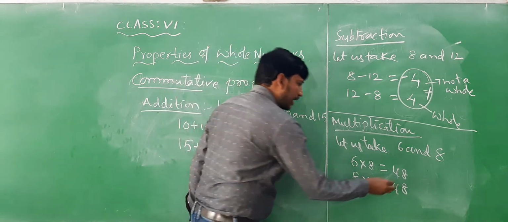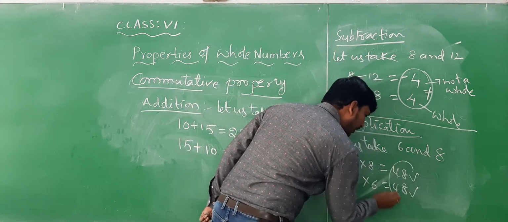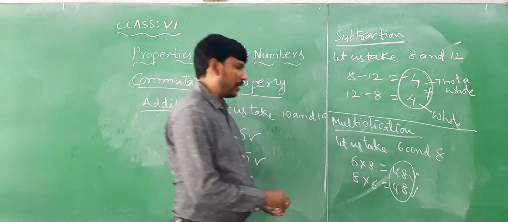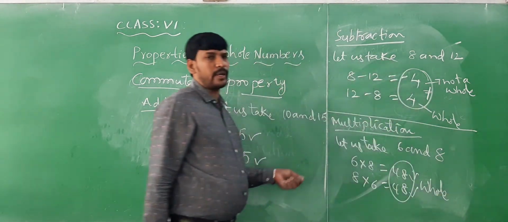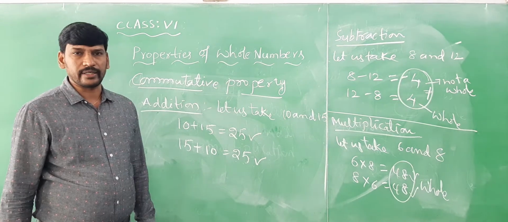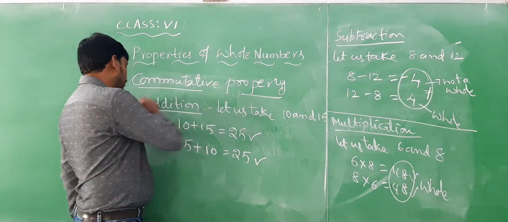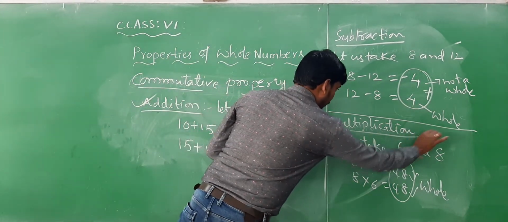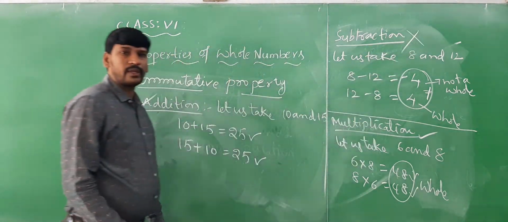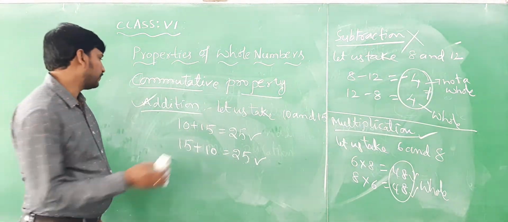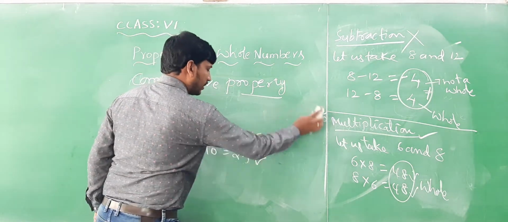Clear? So here the result is equal. Even the result is also a whole number. So therefore whole numbers will satisfy the commutative property under multiplication. Right? Addition is satisfied, as well as multiplication is also satisfied, but subtraction is not satisfied. Now coming to the division, let us discuss that.